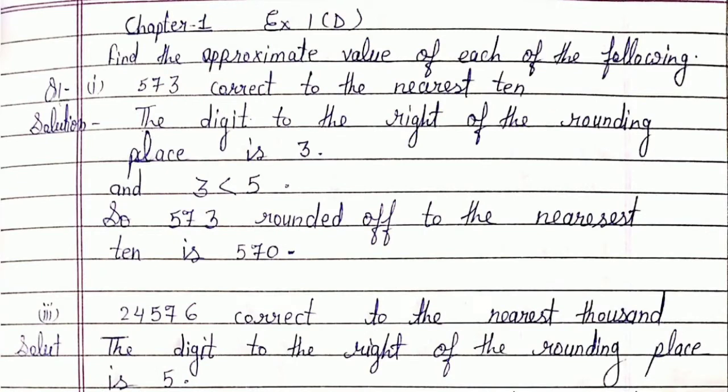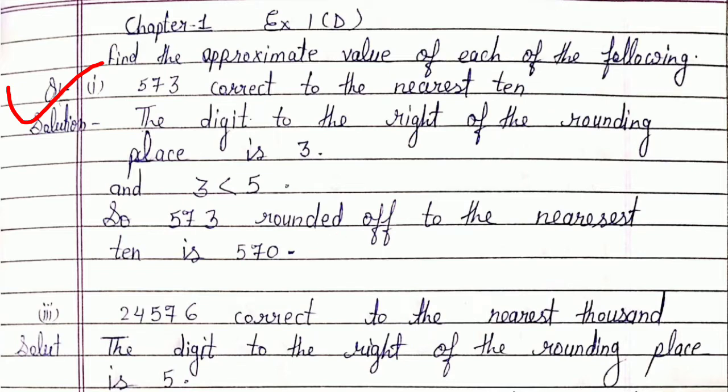As you can see, question number 1, first part. Find the approximate value of each of the following. The first part, 573 is given and we have to change it to the nearest 10. So now here the digit to the right of the rounding place is 3, and we know that 3 is less than 5. So we will not add 1 to the rounding place. Hence 573 rounded off to the nearest 10 is 570.